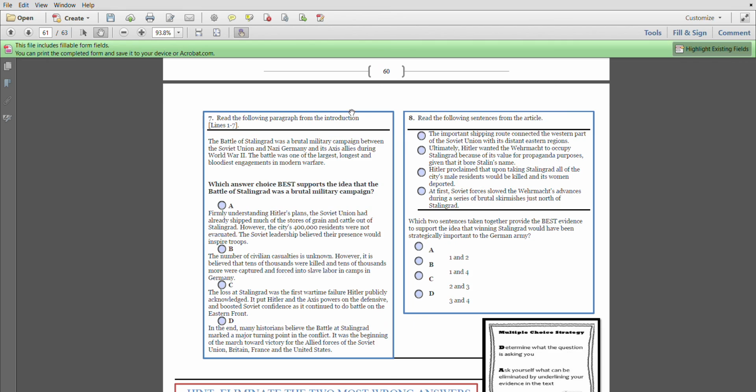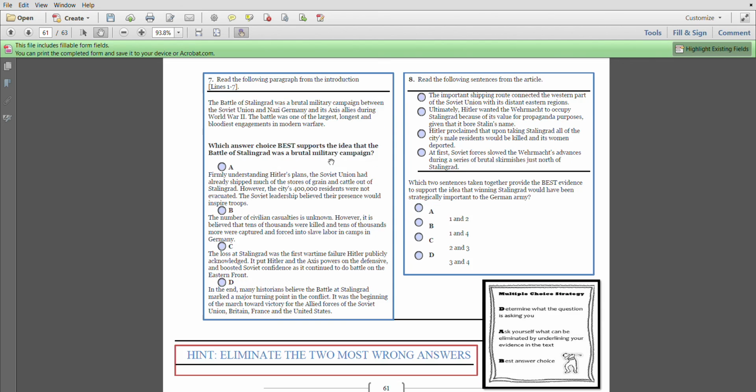Question 7. Read the following paragraph from the introduction. The Battle of Stalingrad was a brutal military campaign between the Soviet Union and Nazi Germany and its Axis allies during World War II. The battle was one of the largest, longest, and bloodiest engagements in modern warfare. Which answer choice best supports the idea that the Battle of Stalingrad was a brutal military campaign?